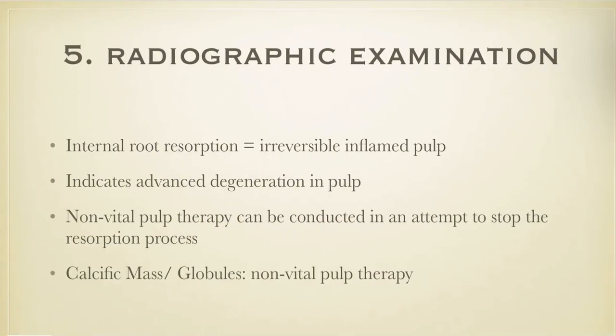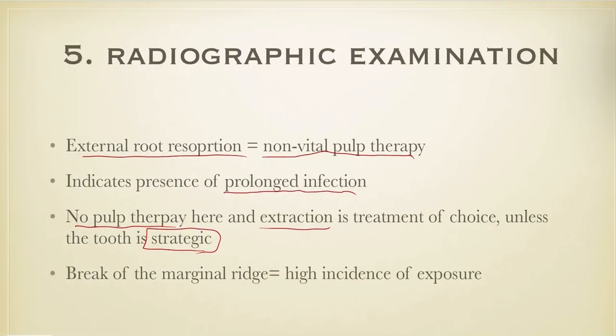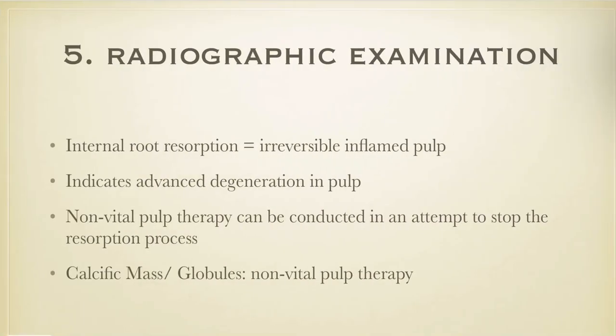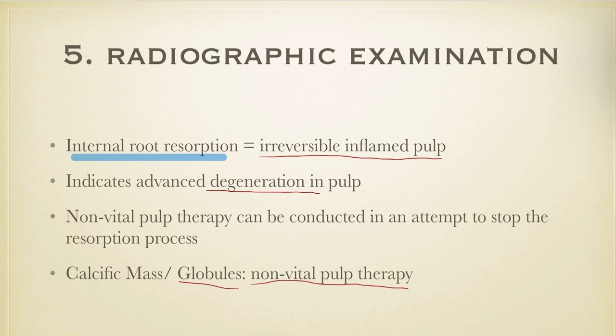We have talked here about the external root resorption. But what if we have an internal root resorption? This also indicates an irreversibly inflamed pulp. It indicates an advanced degeneration in the pulp, and non-vital pulp therapy can be conducted in an attempt to stop the resorption process. If we have intracanal calcific masses or globules, we have a non-vital pulp therapy.